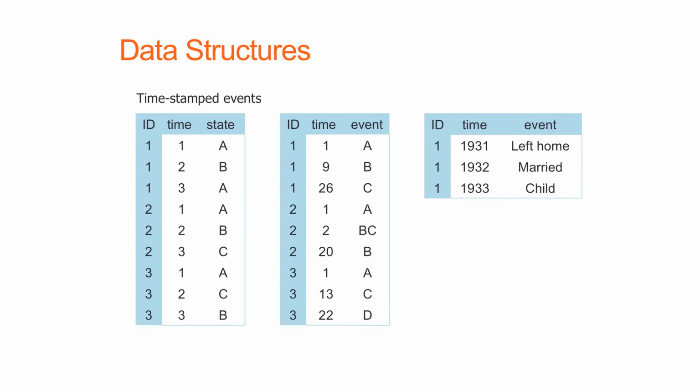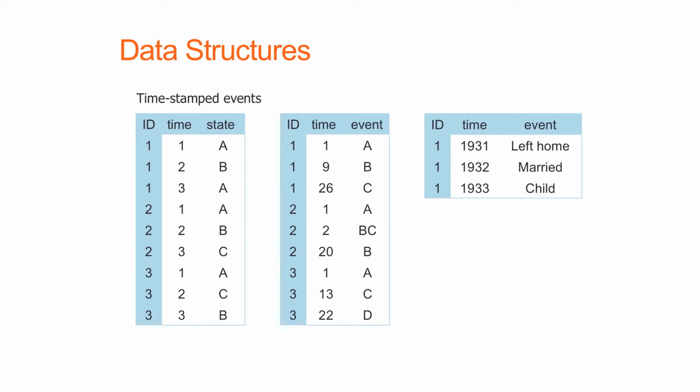Okay. Here is a third kind of data structure for time-stamped events. And this one uses calendar time with another event, left home, married, or a child. And we'll see a lot more of this very shortly.